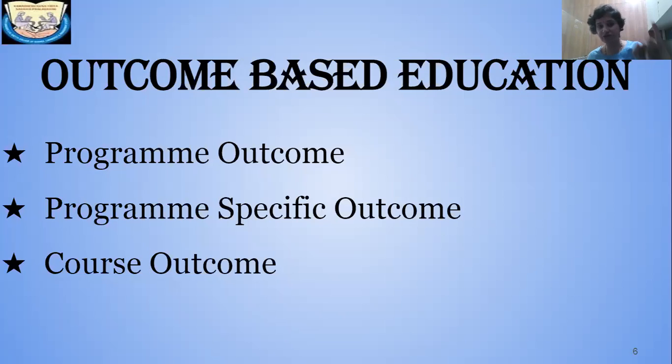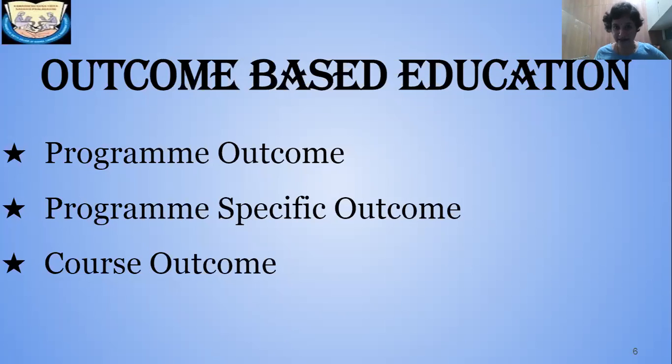Yes, you are very good now in communication. You are very good in accounting. You are very good in analysis. So that is what is called program outcome and program specific outcome. Apart from this, each course, and course means subject, has its own outcome. What is course outcome? When you are studying financial accounting, exactly what will you be learning overall after one semester? That is what is called course outcome.